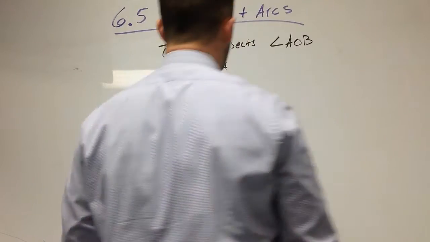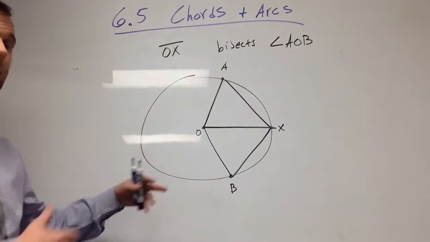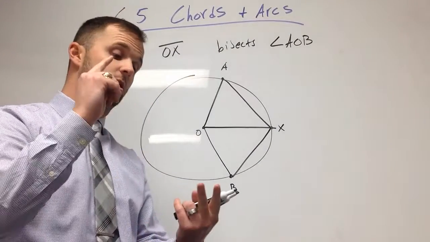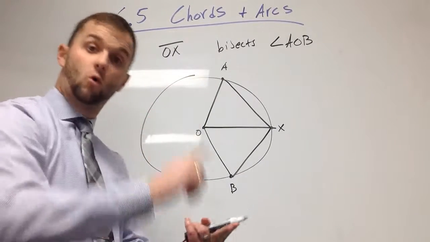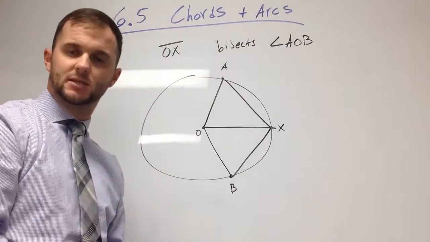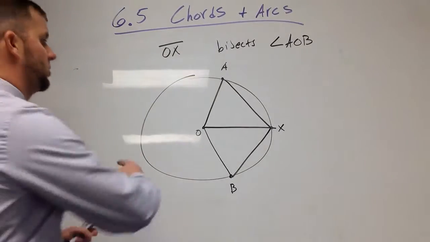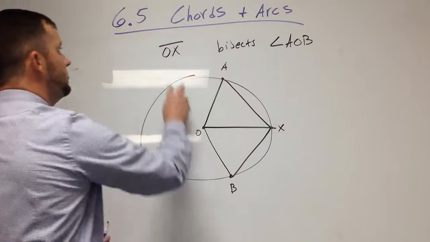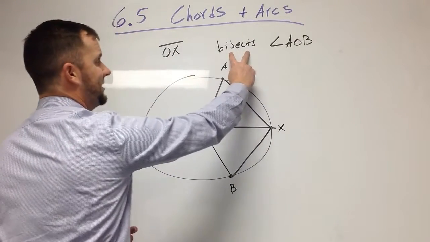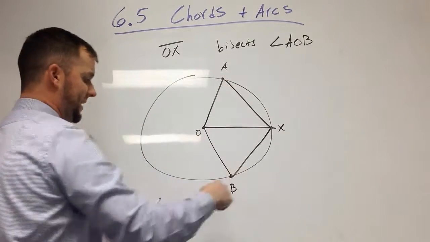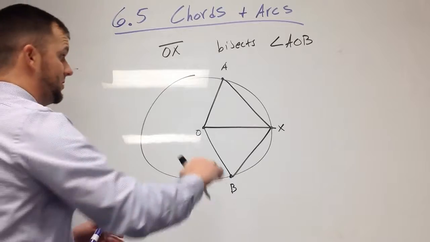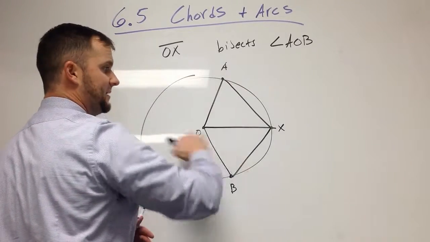Okay, so for example, let's put into play what we just talked about. We just said if the central angles are congruent, then the chords are congruent. If the chords are congruent, then the arcs are congruent. If the arcs are congruent, then the central angles are congruent. So let's look at this. We're given a circle, and it tells you that line OX is going to bisect angle AOB. We've already learned the word bisect means cut in half. So that means it's going to cut AOB in half.